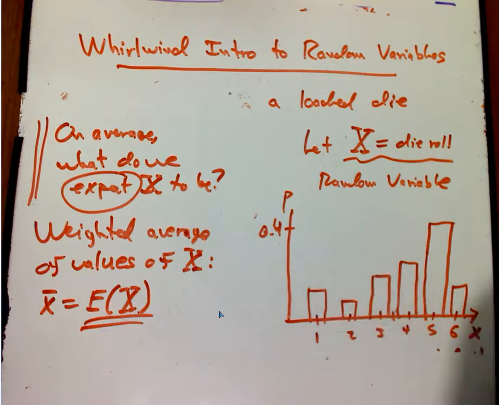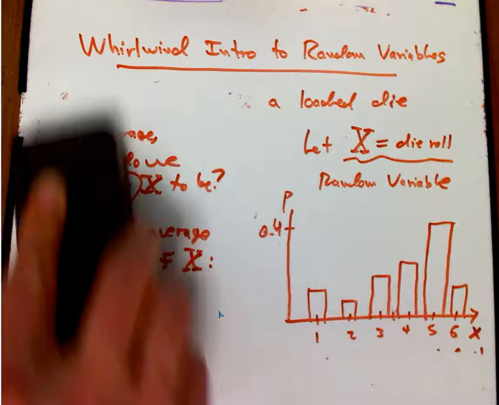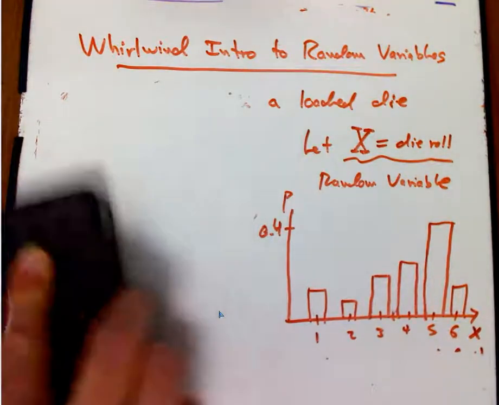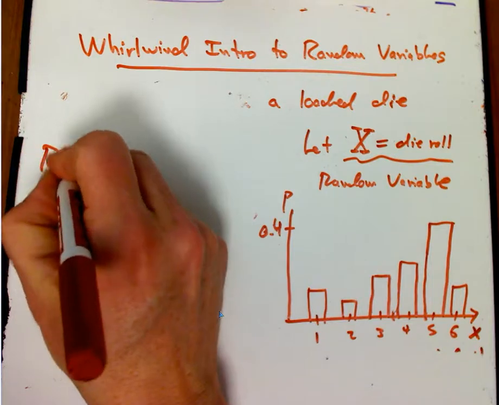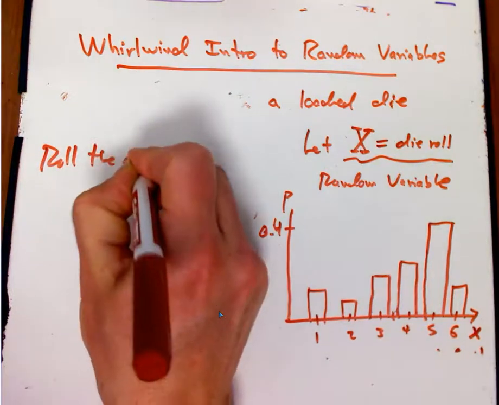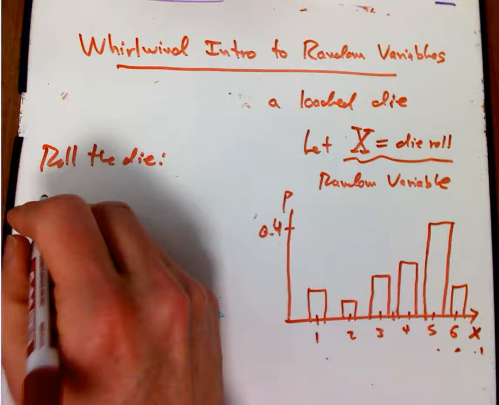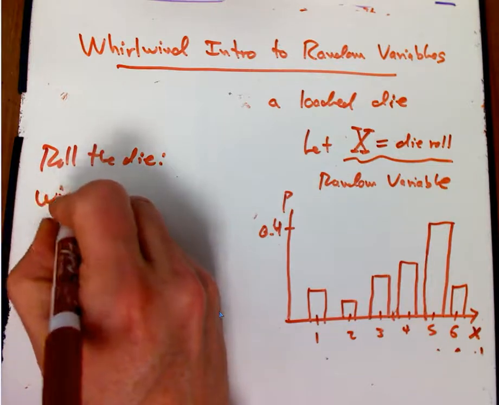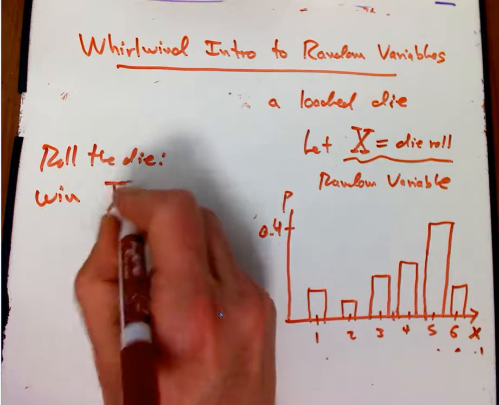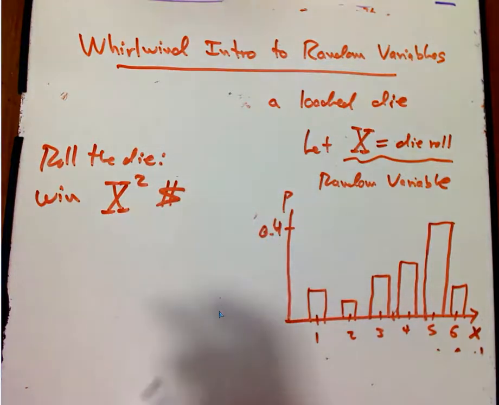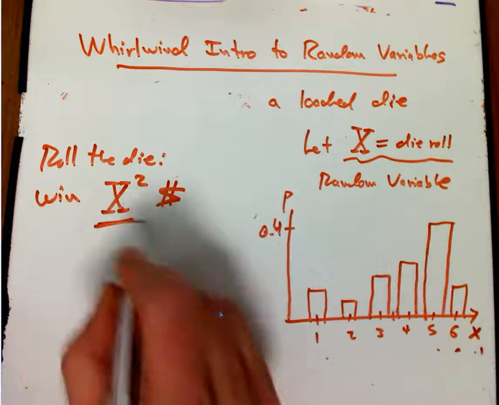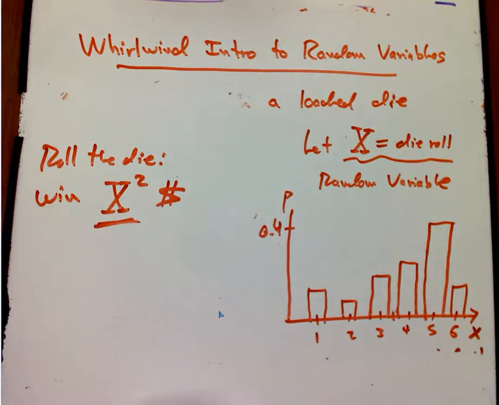You just roll this weird die that's not very fair, and you just stare at it. Well, it's always more interesting if you involve winnings or money. What if the rules of the game are, when you roll the die, then you win the square in dollars, let's say.